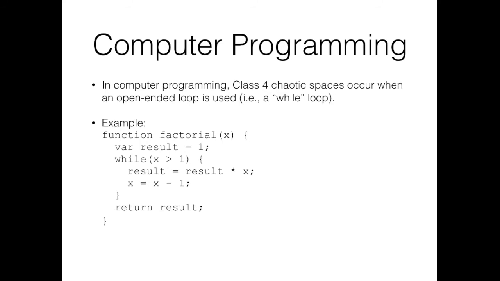I don't know if any of you have experience with computer programming, but this is the factorial function. If you're given an x, to compute the factorial, while x is greater than 1, we multiply the result times x and then decrease x. And then we keep going as long as x is greater than 1, and then we return the result. Okay? So think about the way that this would evolve.